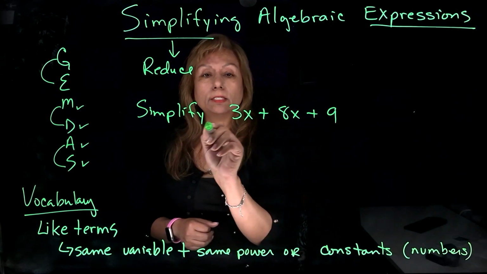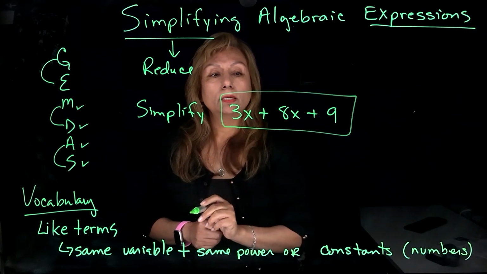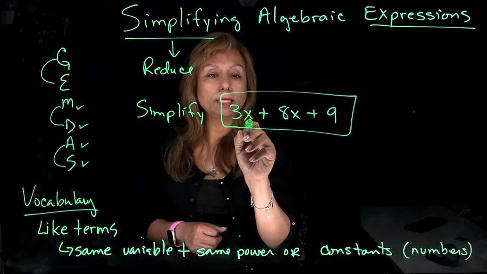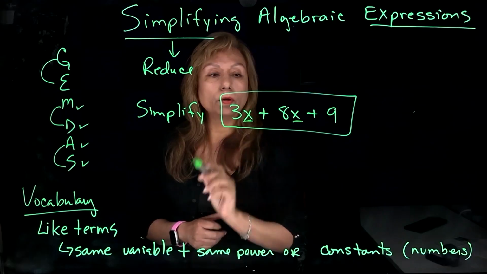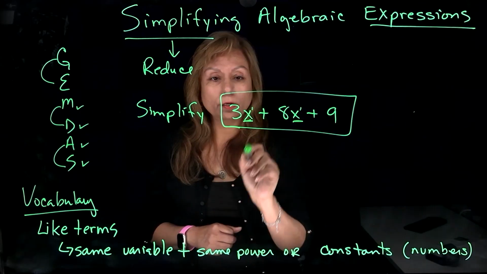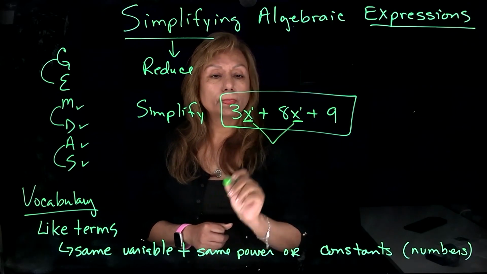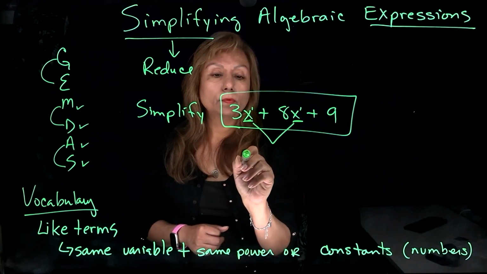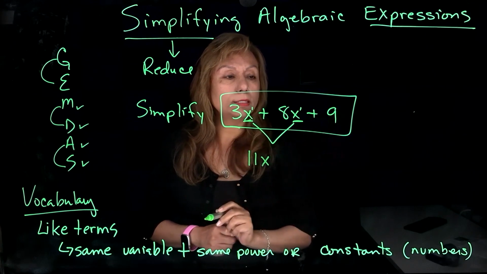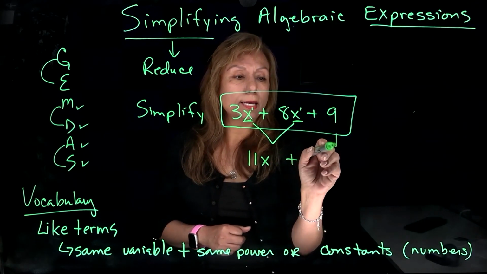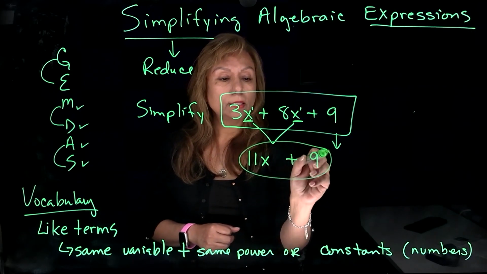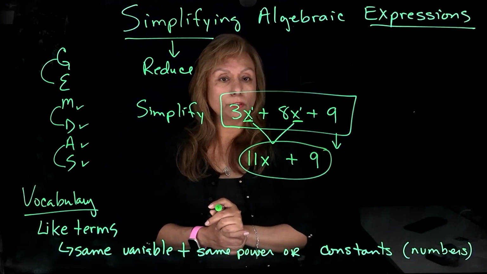So when we look at this expression right here that I boxed, what looks like our like term? We have a 3x and 8x. This x and this x both have a power of 1. Even though we don't see it, it's an invisible 1. We call those like terms. So we can put those together with the plus sign. 3 and 8 would be 11, and we keep that base of x. 9, there's nothing that's like 9, so we just bring that 9 down, and we're able to combine the like terms, 11x plus 9. This would be what we call a simplified algebraic expression.